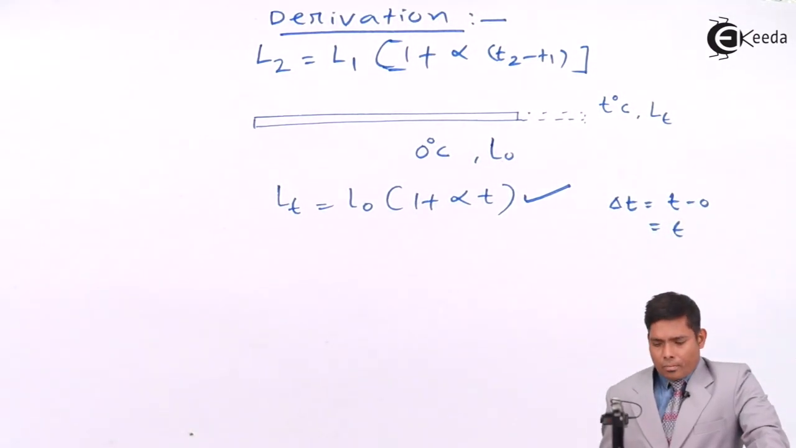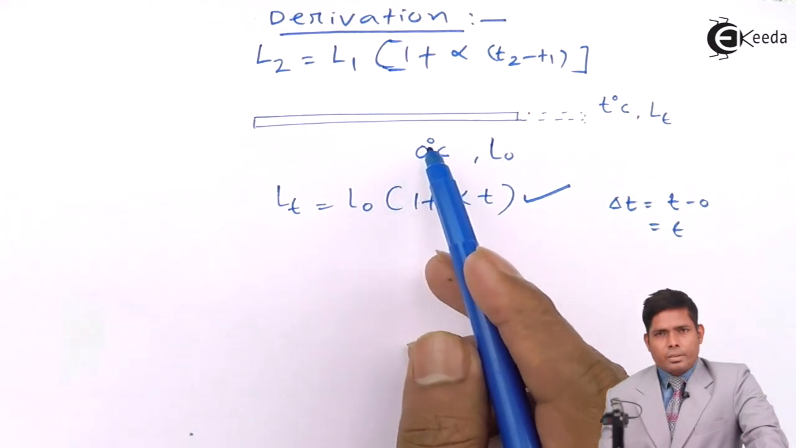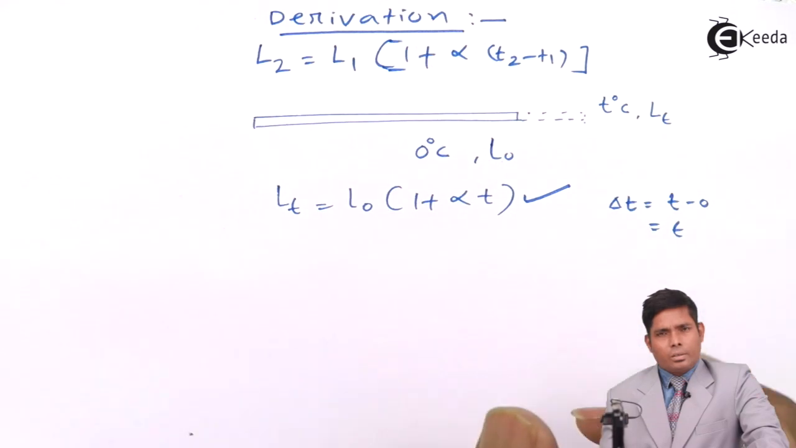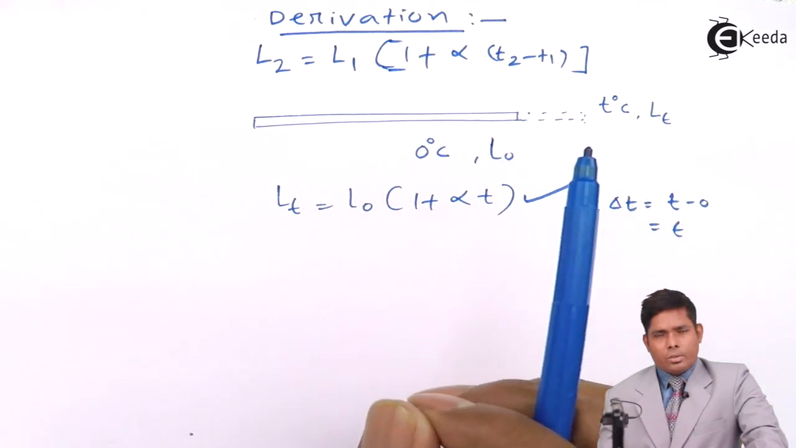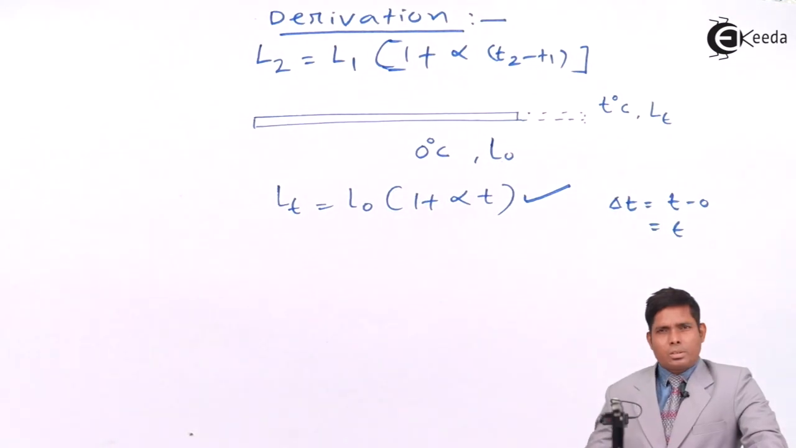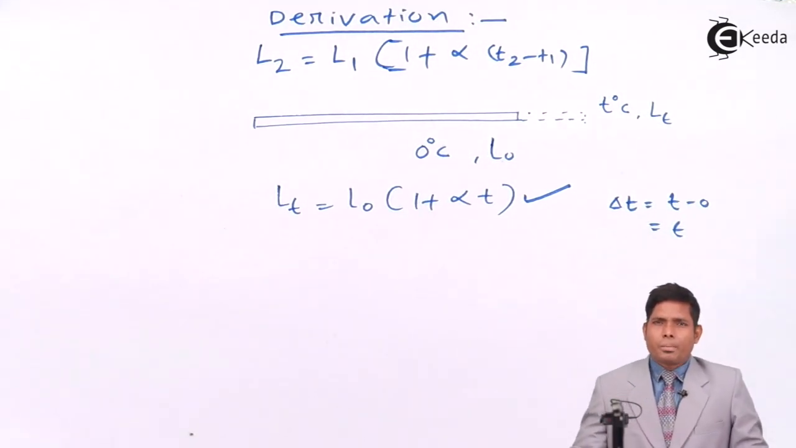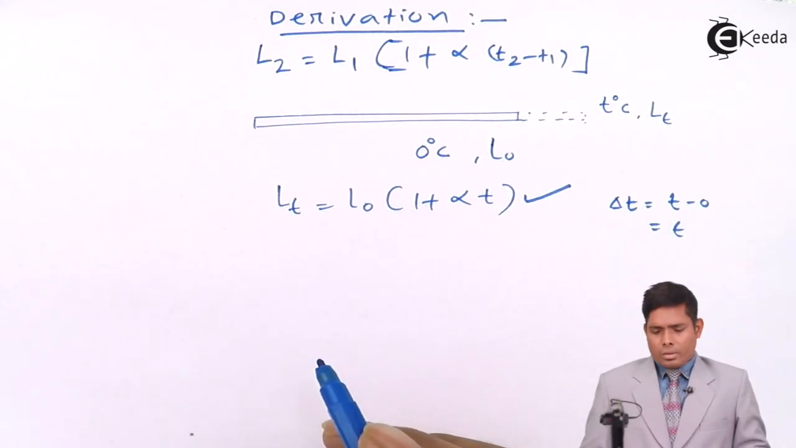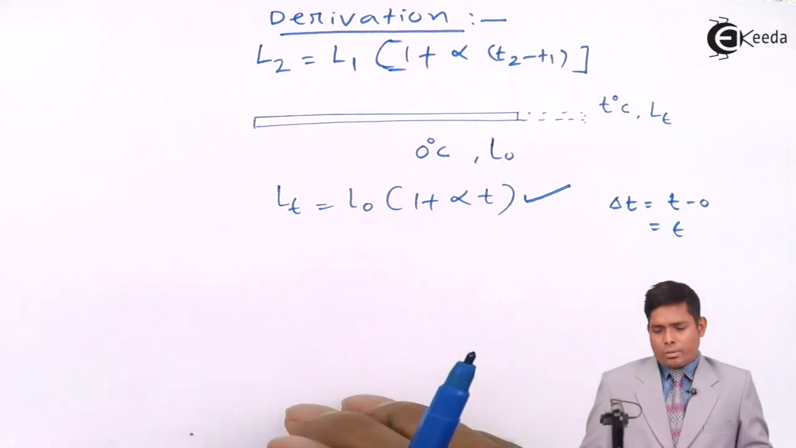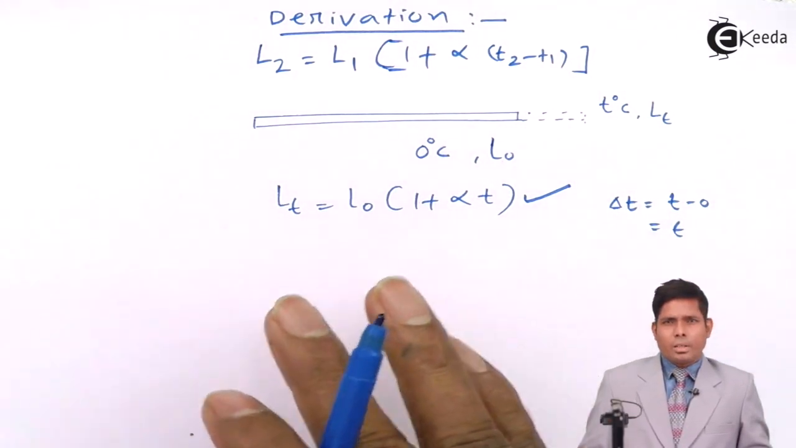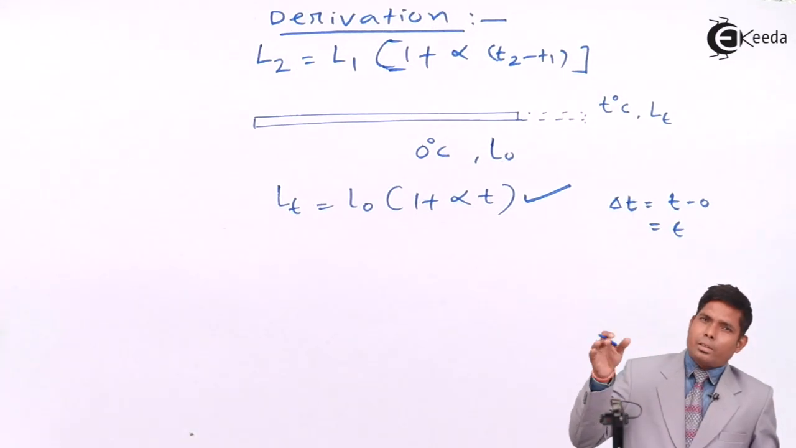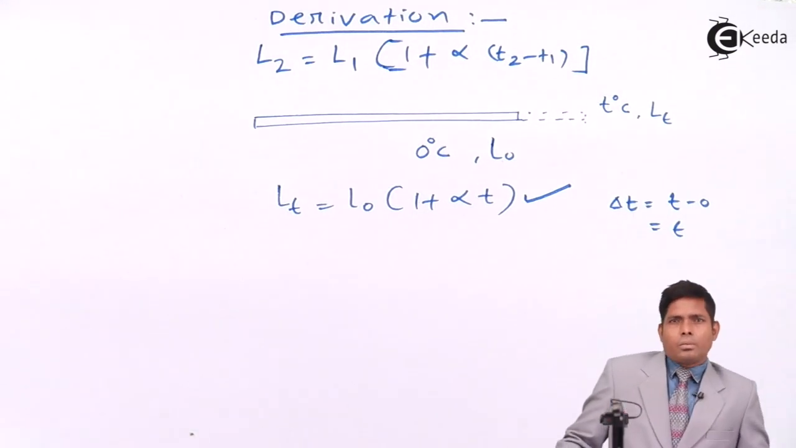Now, instead of 0 degree centigrade, the rod length at 0 degree centigrade is not necessarily given. Suppose its length at any other temperature is given and you have to find the length at another temperature, then what will you do?